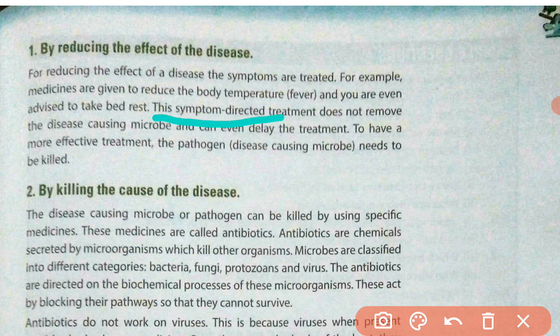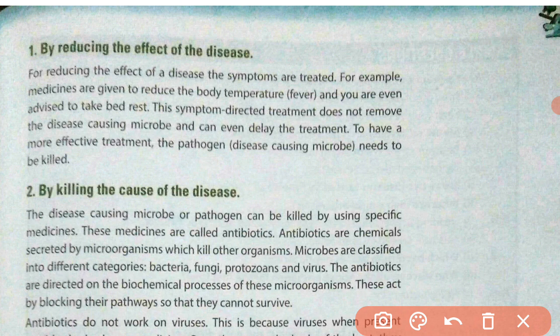This symptom directed treatment does not remove the disease causing microbe. Here in this method, the medicines cannot remove the microbe, the causative agent of that disease, and this method can even delay the treatment. Here we only focus on treating the symptoms and effects of the disease. So the causative agent, the microbes, will remain in your body and it can cause the delay. So that's why this is the basic method, the first and simple method to cure any communicable disease.